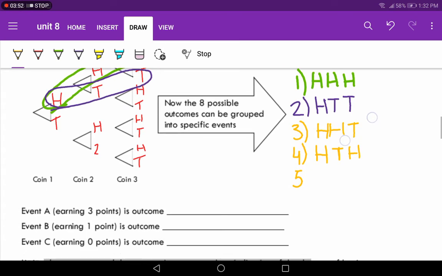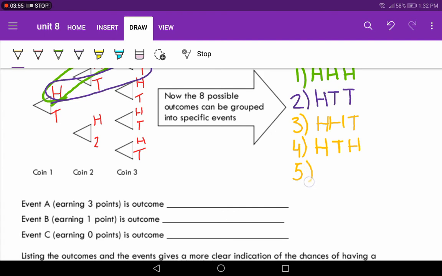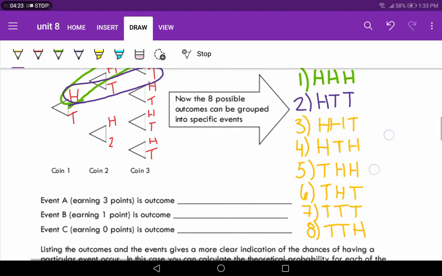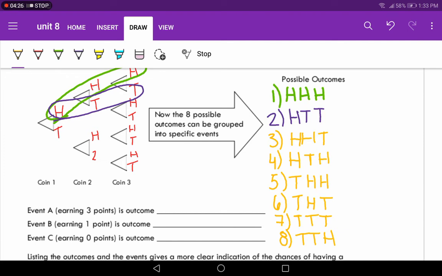Or we could start off by getting tails first, right? So maybe our first flip, we get tails. And then we get heads for the other 2. Maybe we get tails for the first, heads for the second, and tails for the third. Or we could get all 3 tails. Or we could get tails for the first 2 and then heads. So if you look at these, you'll notice that they are all different. Okay, and they are coming from this table.